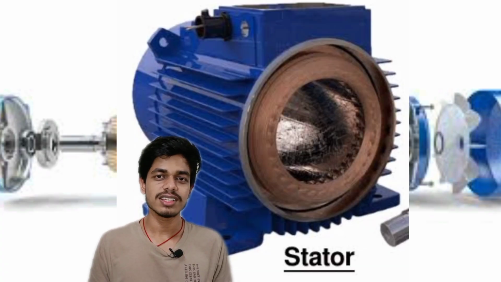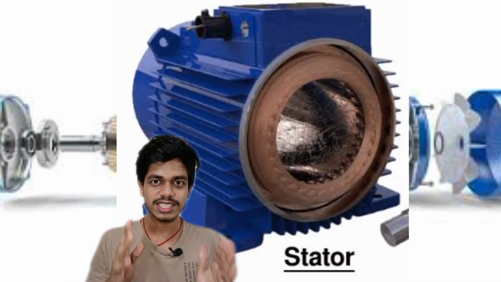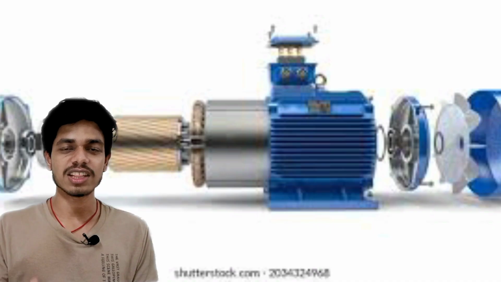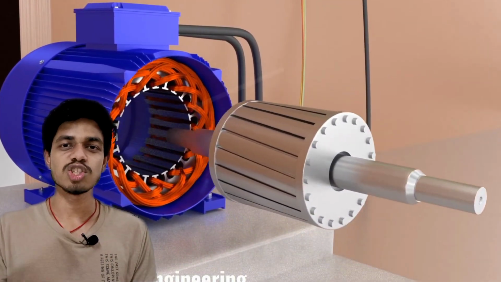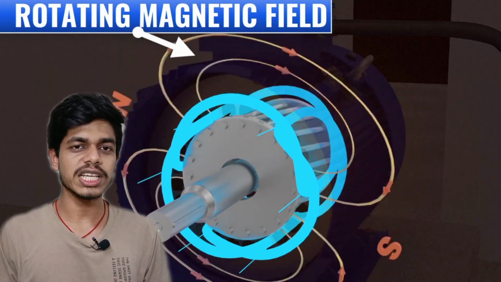One is stator, second is rotor, and third is rotating magnetic field. So what is stator? Stator is the stationary part of the motor, and the rotor is the rotating part of the motor. Rotating magnetic field. So what is rotating magnetic field?